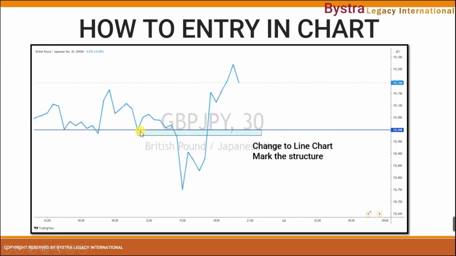so it's easy for us to monitor. We change to the line chart, and then let's mark the structure. We have the low, high, lower low, and the higher high. So this has an over and under, and this is a QM pattern.